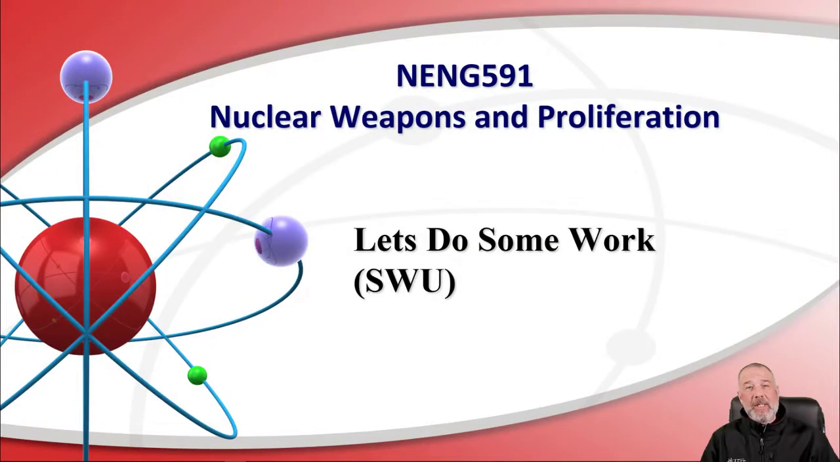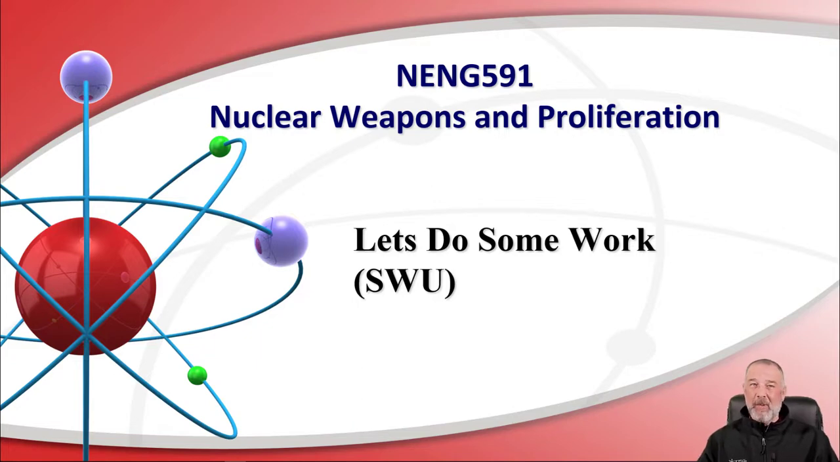So in this lesson, we're going to take a look at a couple of things. First, if I have a cascade and I want some amount of uranium-235 out in my product stream, and some amount of uranium-235 out in my waste stream, and I have some given amount in my feed, how much am I going to need to put in in order to get that particular amount of uranium-235 out in both the product and the waste?